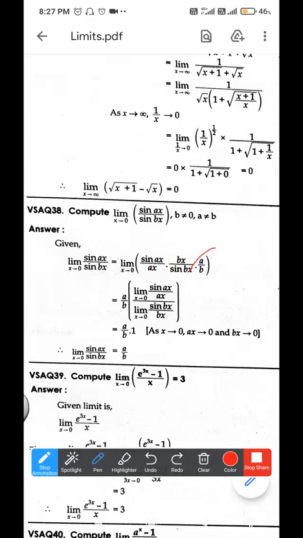But here we don't have any use for this a by b. So we are keeping it over here. We are not taking it to the left hand side. We are just separating it, keeping it outside the brackets. So now limit sine ax by ax is equal to 1. Limit x tends to 0, sine bx by bx is equal to 1. A by b into 1. So your answer is a by b.